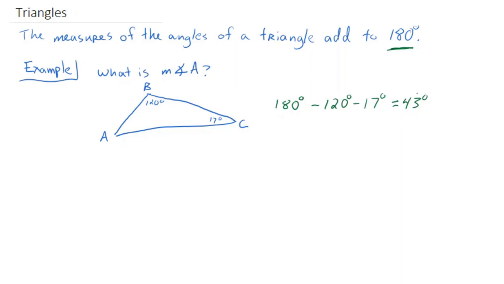What some people like to do is add these two together and then subtract it from 180, which is the exact same thing. You get the same result. But the idea there is to use what you know, the two angles you know, to find the measure of the third angle by using this idea that they all have to add up to 180 degrees. So that's the first property of triangles that we're looking at here, is that the measures of the angles add up to 180 degrees.